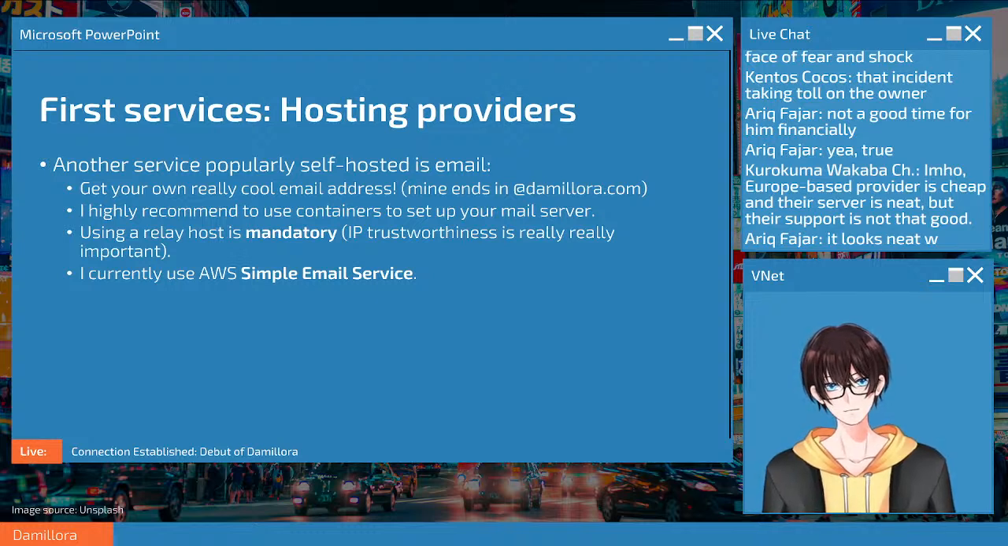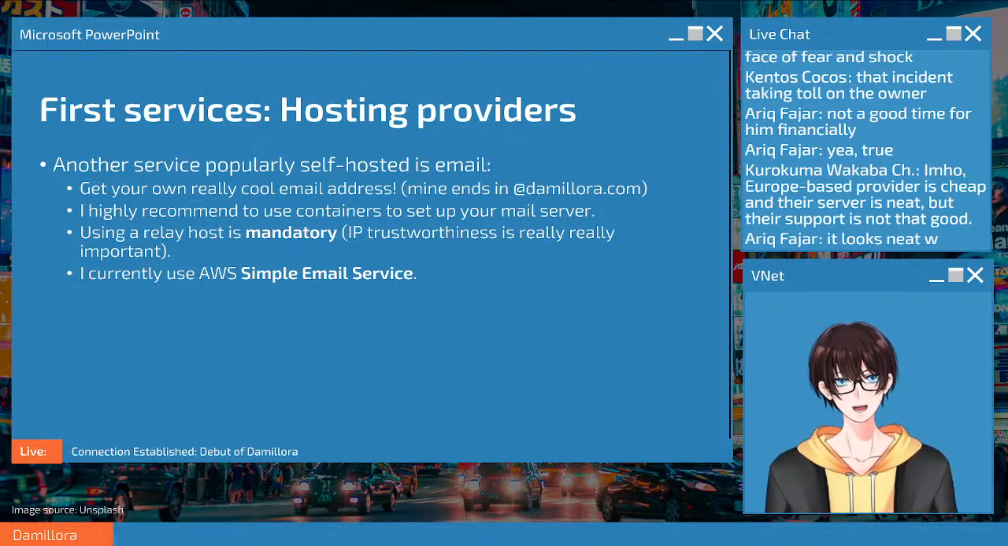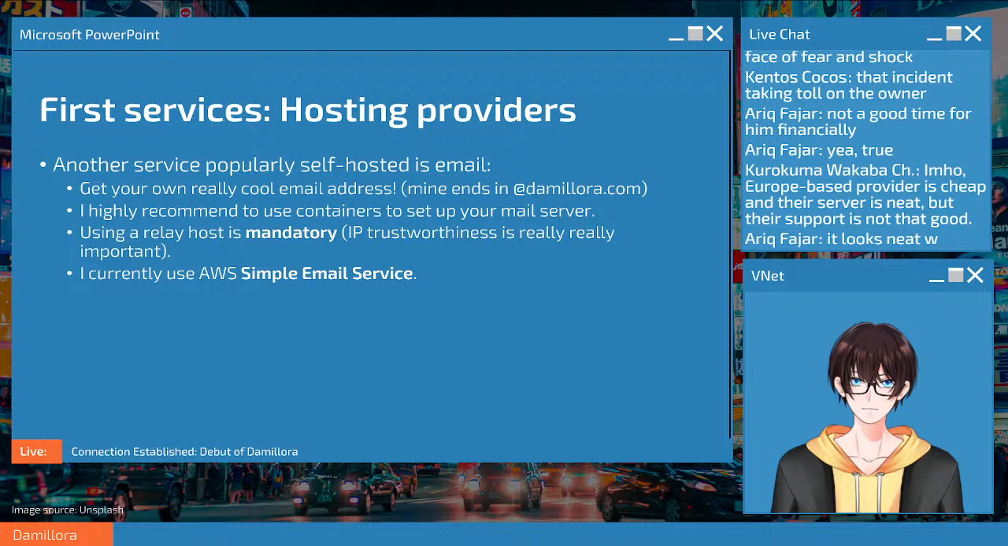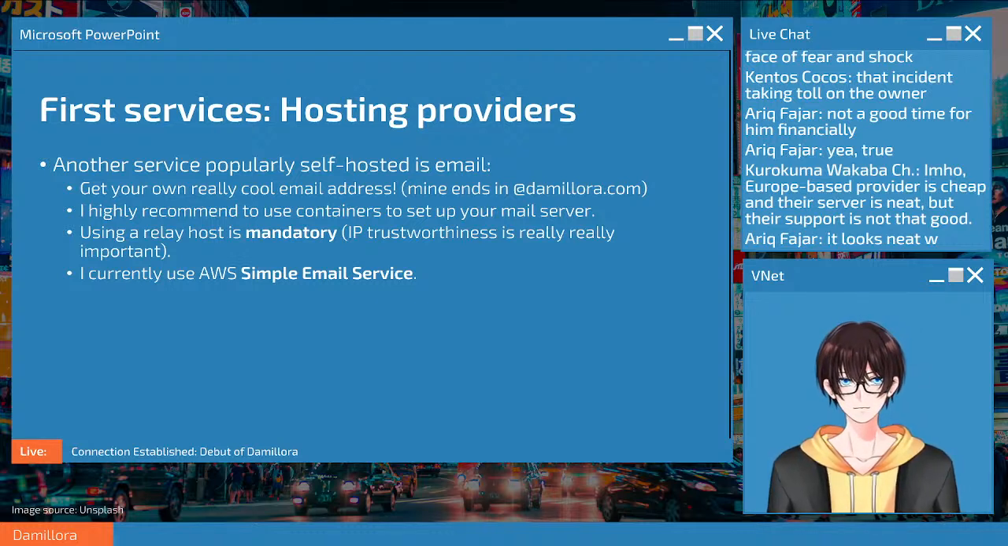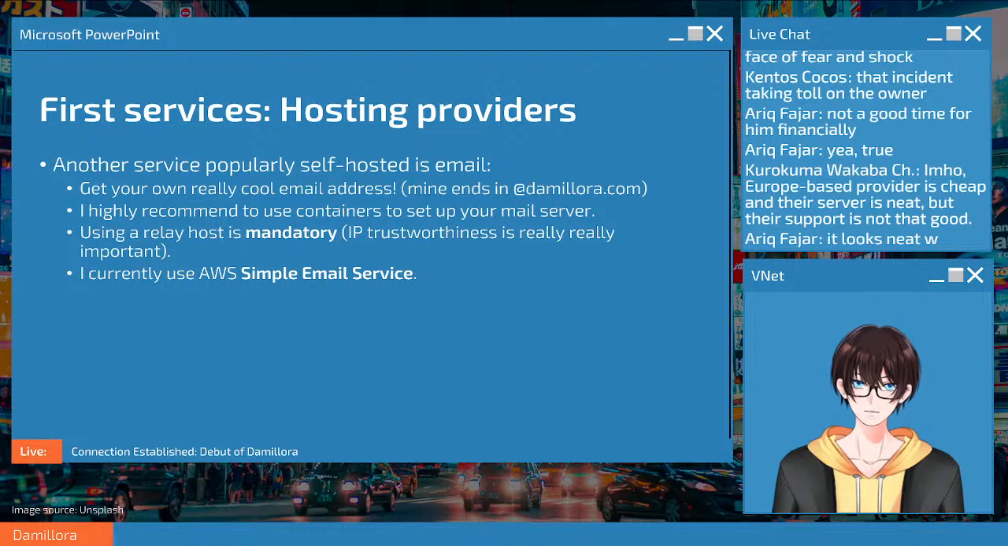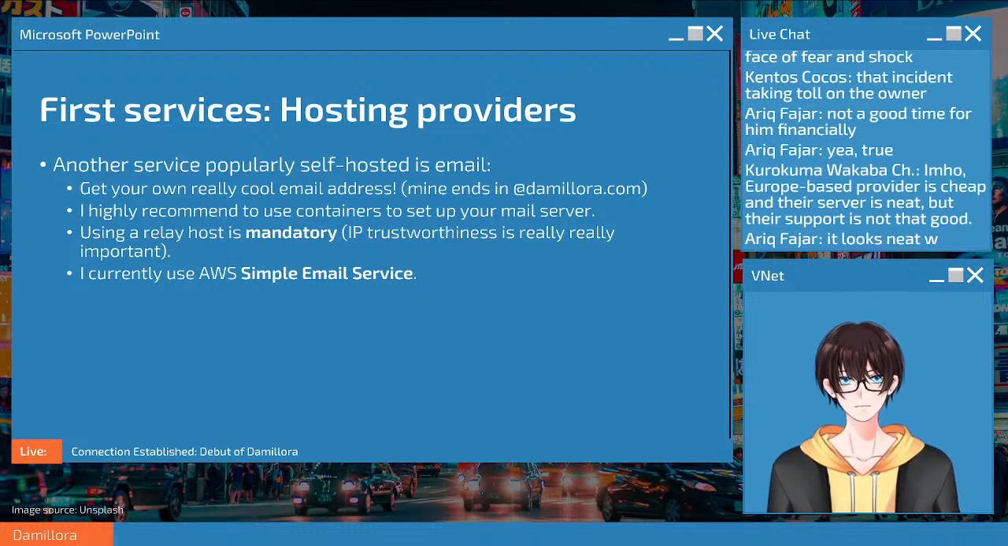This is the one thing that I currently use Amazon for. I use their Simple Email Service for sending out my emails, and so far it's working pretty well. I don't really send lots of messages, so my cost is basically negligible.